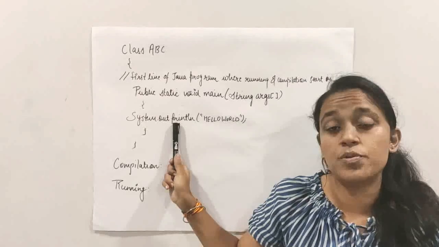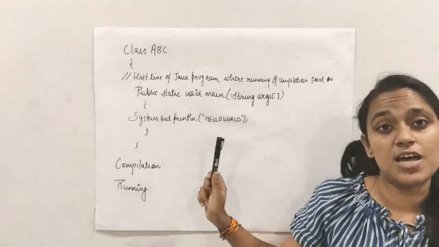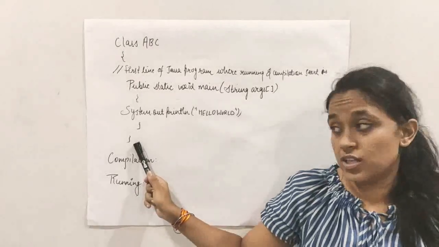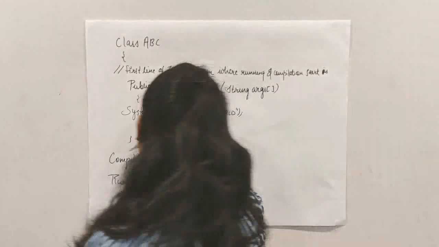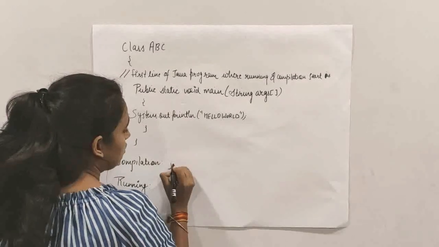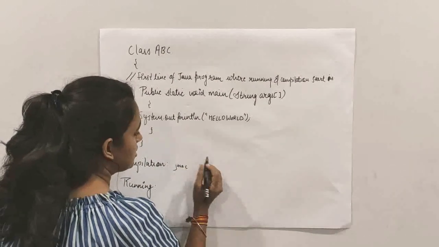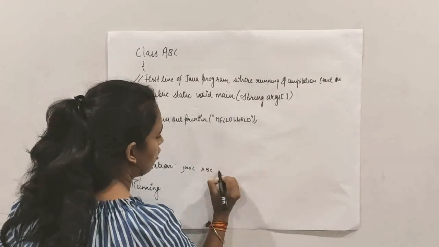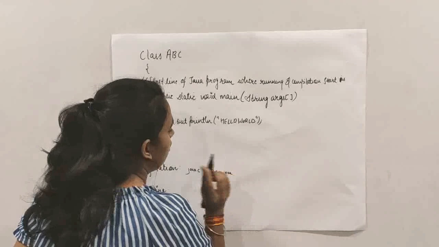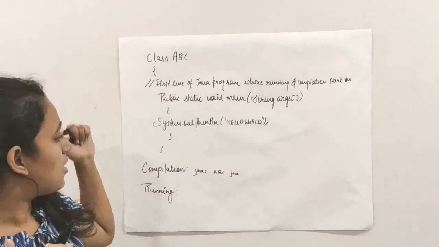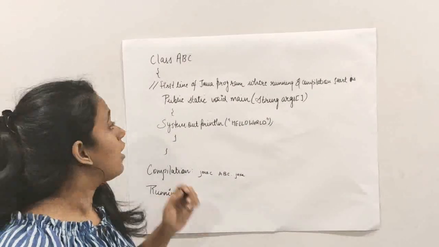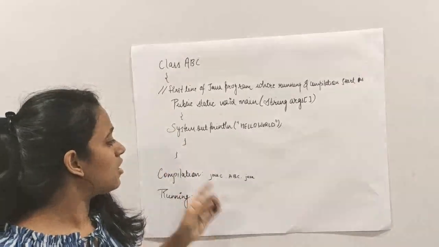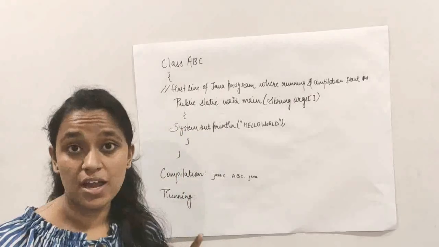System.out.println is used to print anything in the command prompt. For example, hello world. Here we will close the main method and here we will close the class. For compilation, we have to write javac and the name of the class, ABC.java. Here the class name and the file name should be the same if we have declared it public, and if it is not declared public, then the file name and the class name can be different.